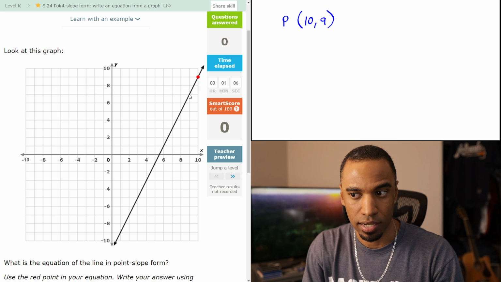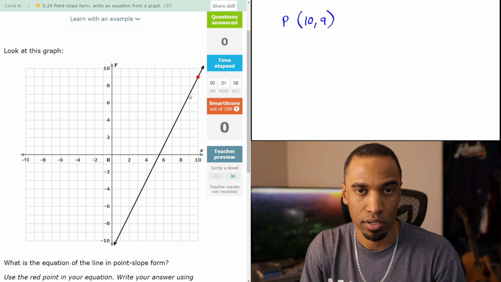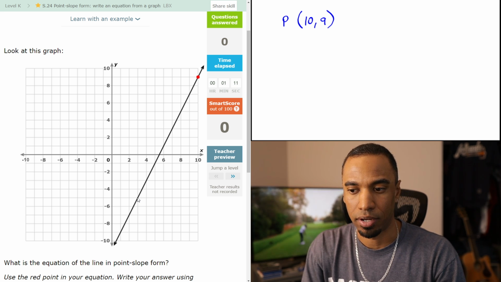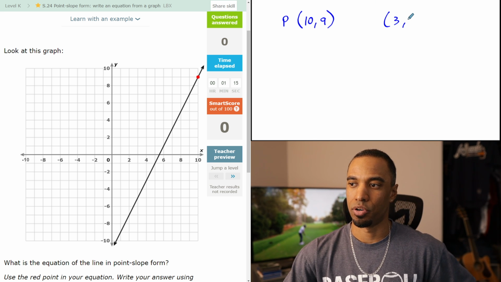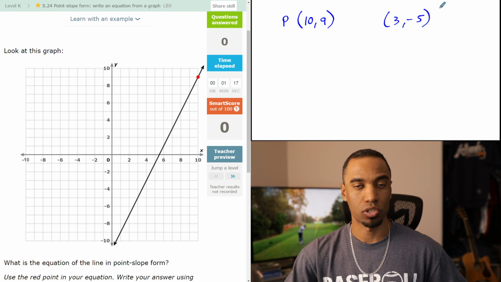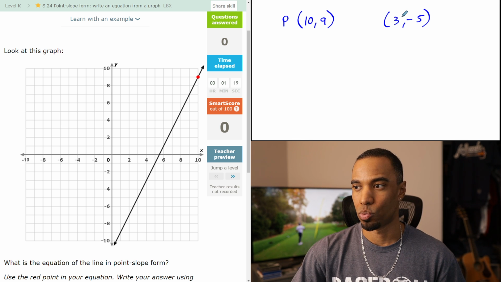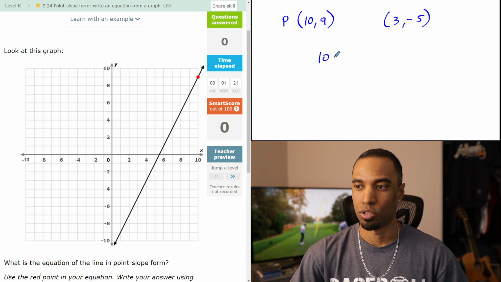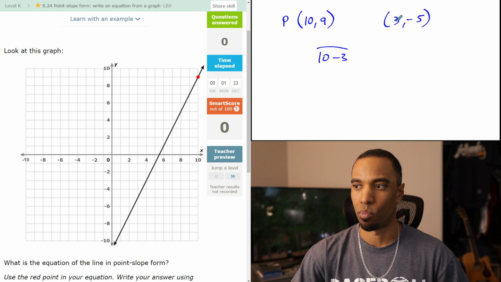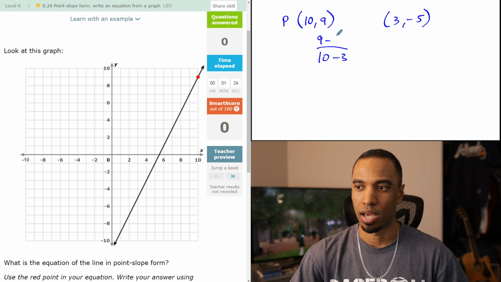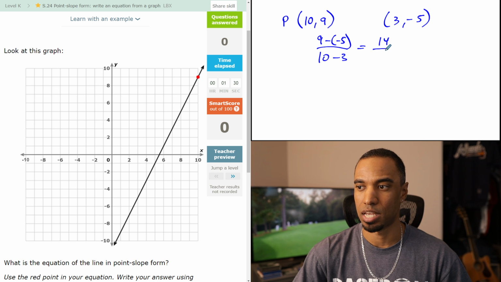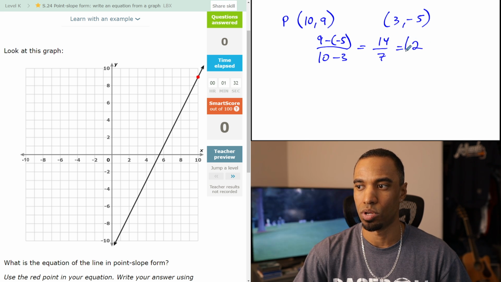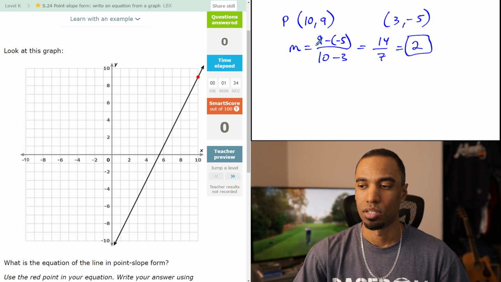Let's say you weren't using the graph and you were using numbers. Let's say I chose one way down here, like 3, -5. 3, -5 is another known point on this graph here. Well, you find your slope by rise and run. How much do I run from 3 to 10? I do 10 minus 3. How much do I rise from -5 to 9? I do 9 minus -5. 9 minus -5 is 9 plus 5. That's 14. 10 minus 3 is 7. 14 over 7 is 2. My slope there is 2.